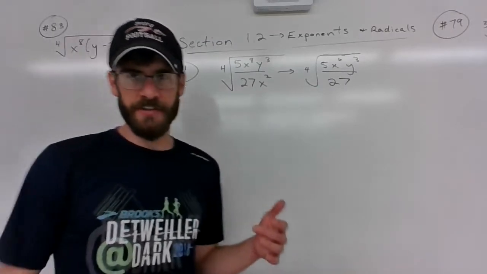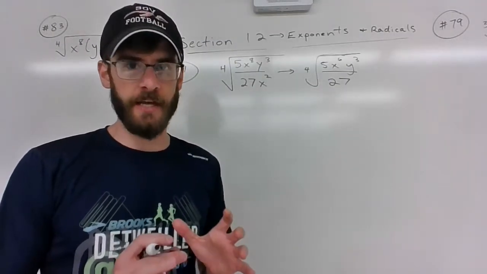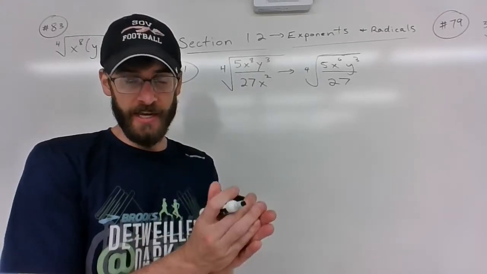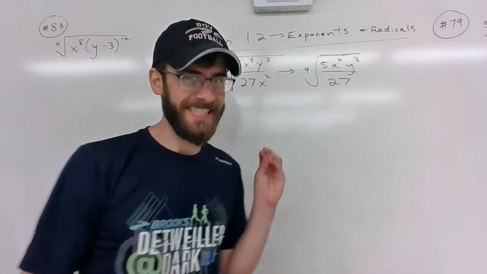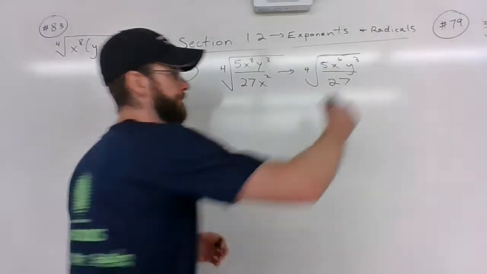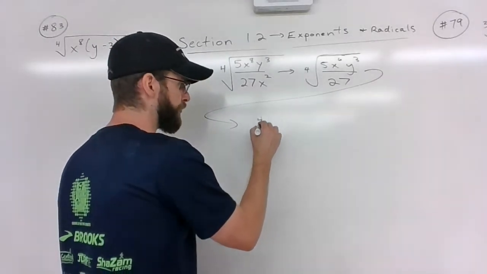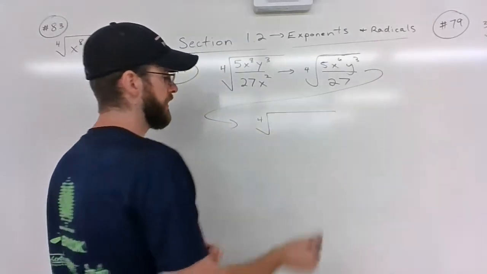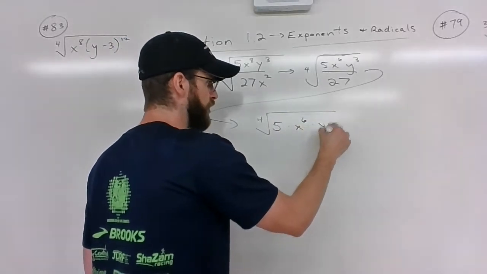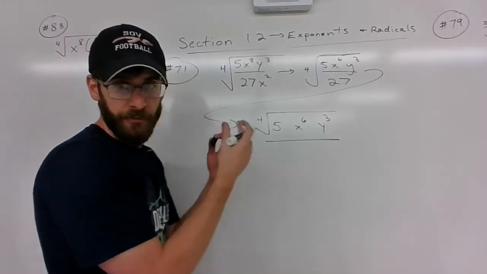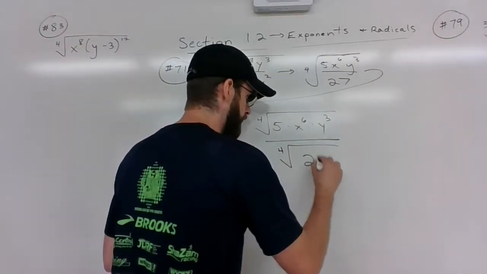Now, an interesting part of this is if you have a root, I want you guys to be able to tell me how to make it so that it's a fraction with a completely non-root denominator. Right now, you've got the 4th root of the top, which is 5 times x to the 6 times y cubed, divided by, I broke up the roots fraction into 2 roots, the 4th root of 27 on the bottom.